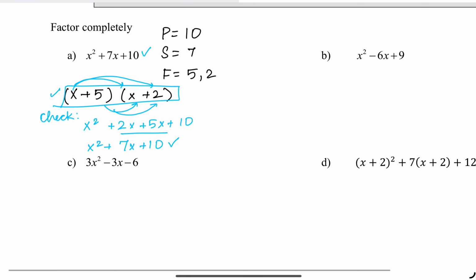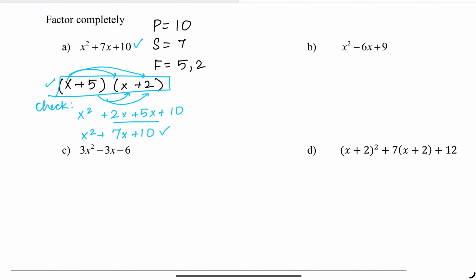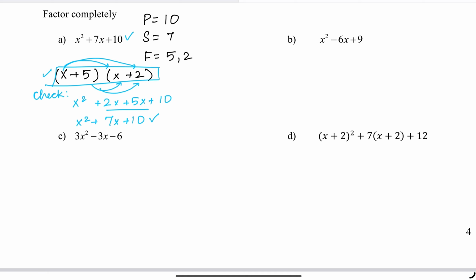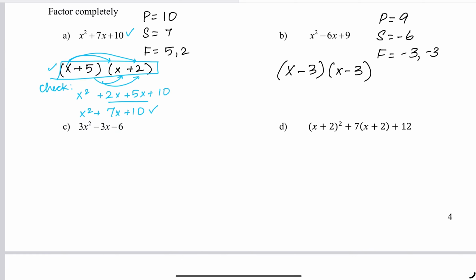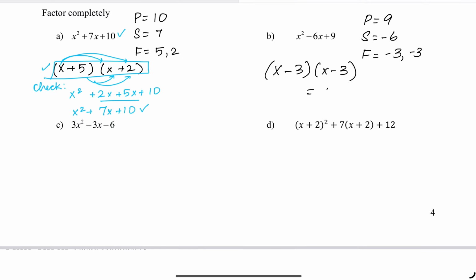Okay, let's do the next question. x squared minus 6x plus 9. My product is 9, my sum is negative 6. My factors can be -3 and -3, because -3 times -3 is 9, and -3 plus -3 is -6. So my answer would be this, which is basically (x - 3) squared.